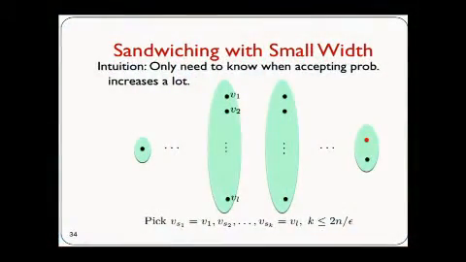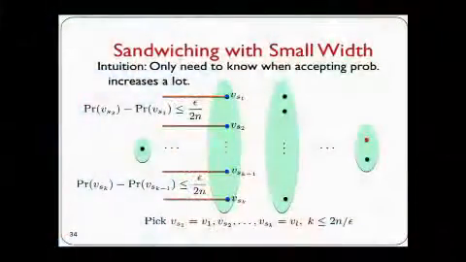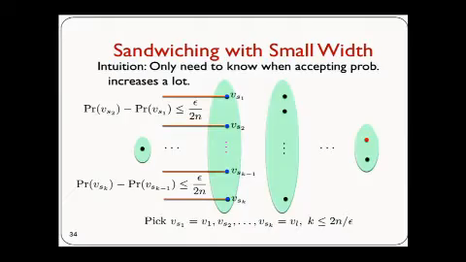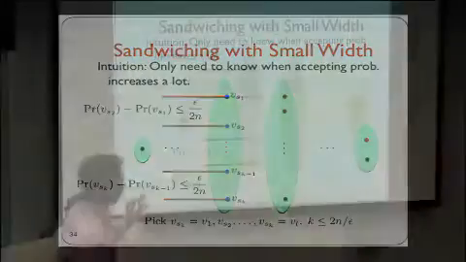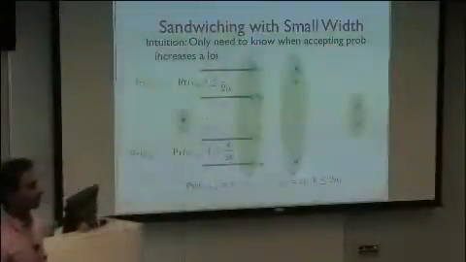So to this end, we'll pick representative vertices Vs1, Vs2, and so on through Vsk, starting from the first vertex and ending at the last vertex. And each of these points will split the range into intervals. We'll do that so that the probability of accepting from Vs2 is not much more than the probability of accepting from Vs1. And the probability of accepting from Vs3 is not much more than that of Vs2, and so forth. And we do this for every layer.